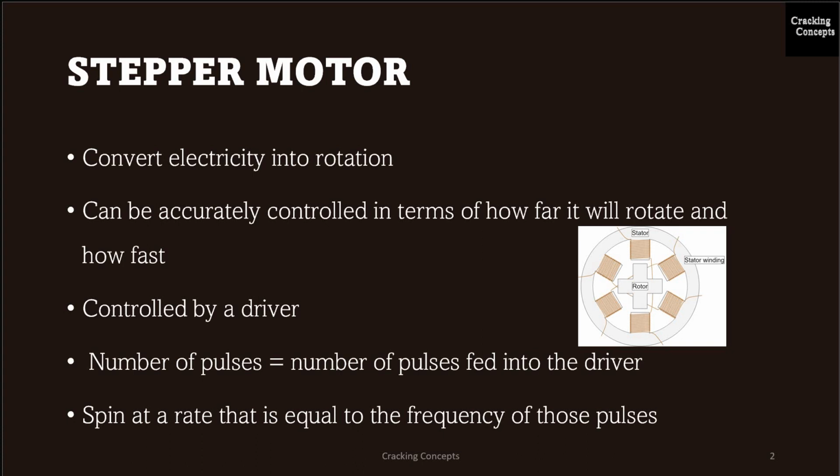Stepper motors have a stationary part, which is the stator, and a moving part, which is the rotor. On the stator, there are teeth on which coils are wired, while the rotor is either a permanent magnet or a variable reluctance iron core.